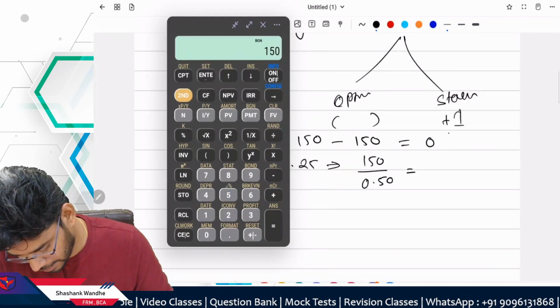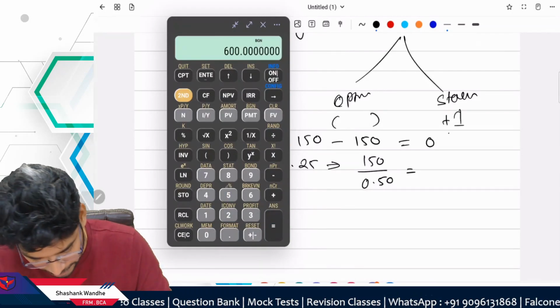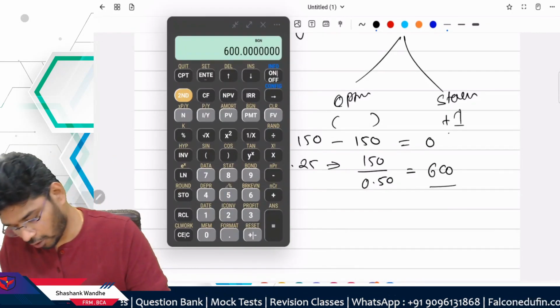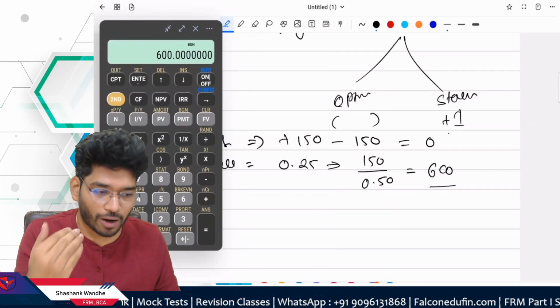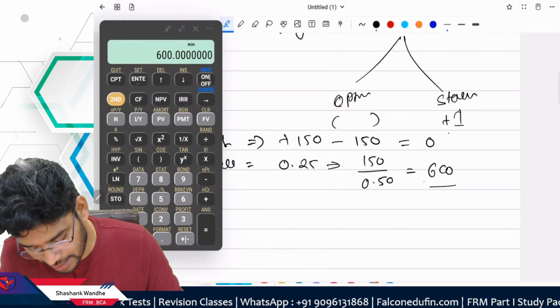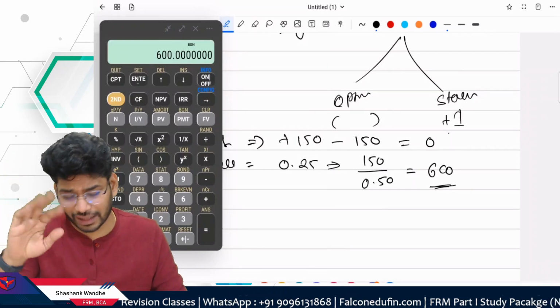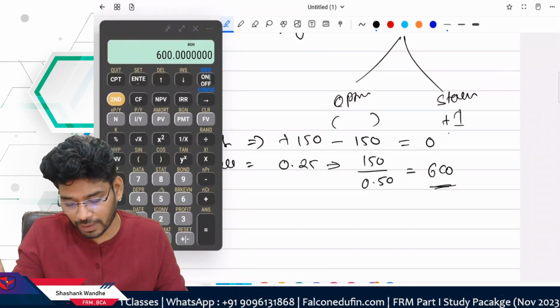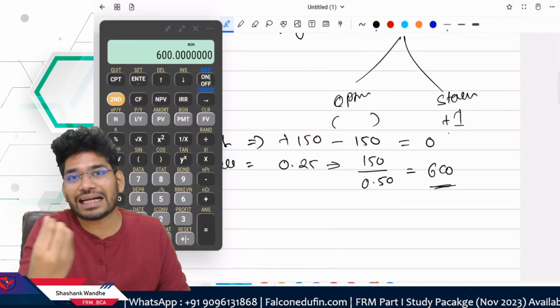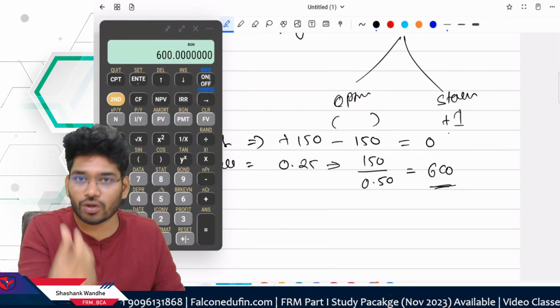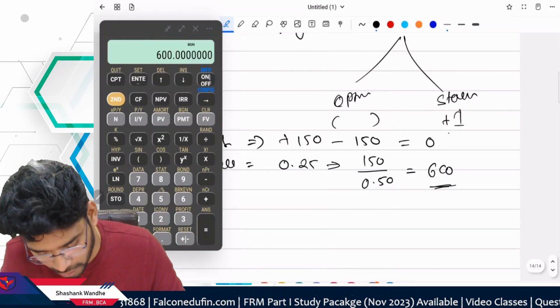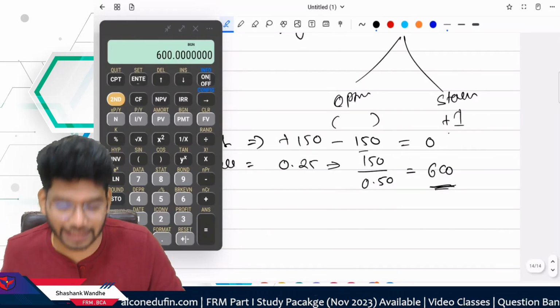150 divided by 0.25, 600. So you will need 600 call options. Now decide, should we take the long call or the short call? This can be decided based on our old concept, which we discussed just a few minutes back. If you want to bring negative delta into your portfolio, you have to take the opposite, the short call. So if you take the short call, then you will have negative delta. Simple.